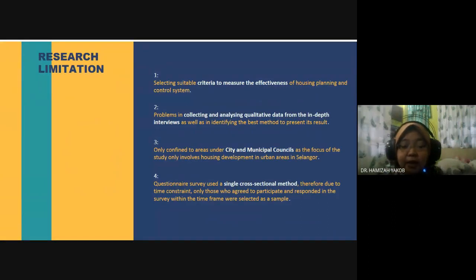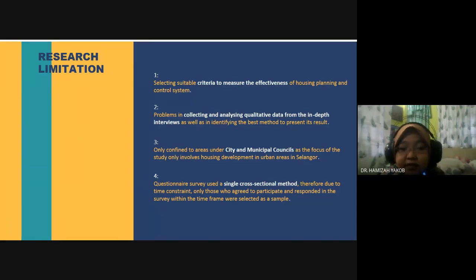Okay, so moving to the research limitations. Basically, there are four. The first is the criteria to measure effectiveness, because when we talk about effectiveness, there are indicators that we need to explore in order to measure it. After some reading, there are actually six criteria to measure this effectiveness. I will discuss this further after this.